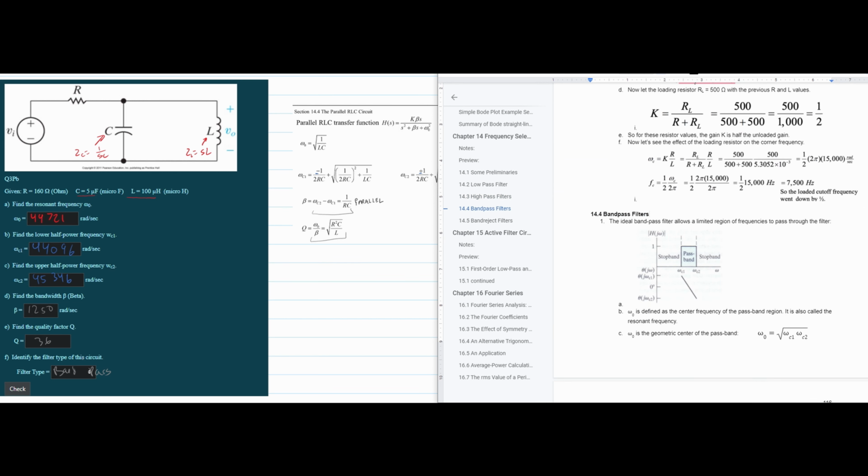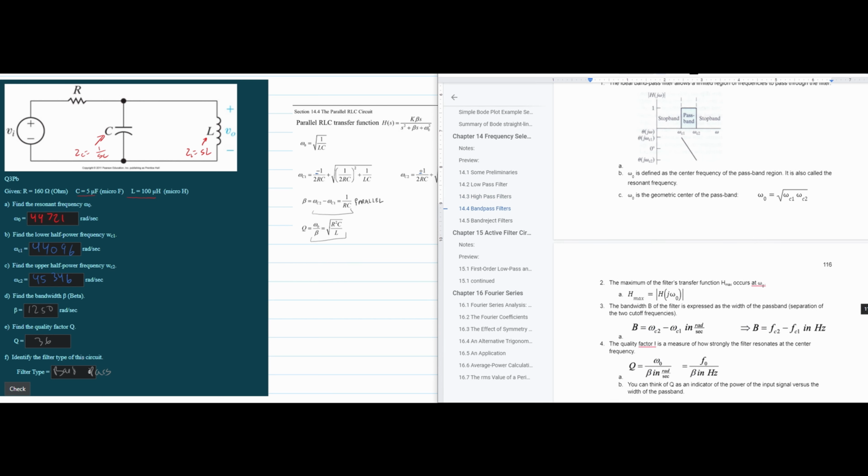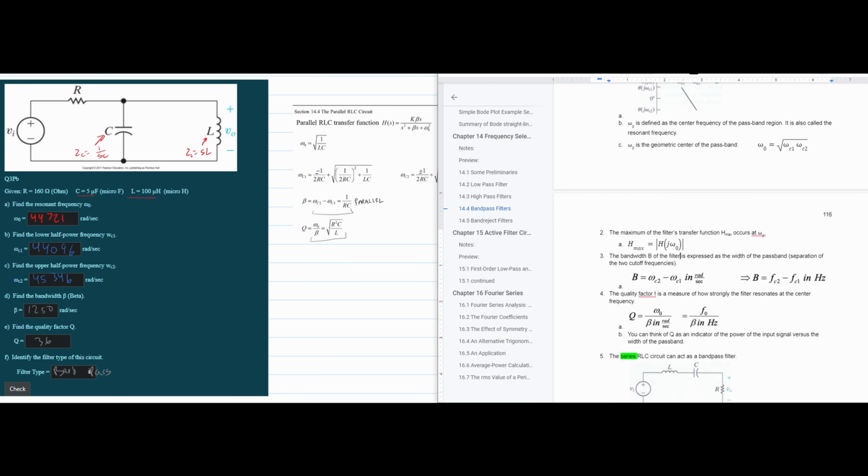We have stop bands on both sides and a pass band in the middle. So first thing we need to look at is our omega naught. It's defined as the center frequency for the pass band region, also known as resonant frequency. We have our H max, which would be the transfer function. We have our bandwidth B of the filter. It's expressed as the width of the pass band, which is the separation of the two cutoff frequencies. That's how we would find it.